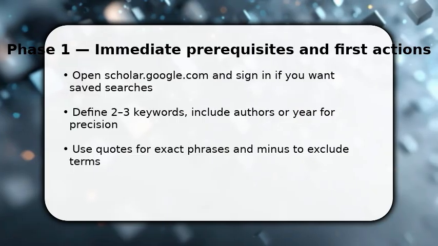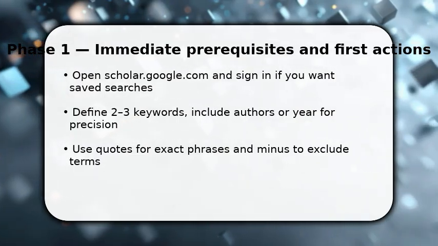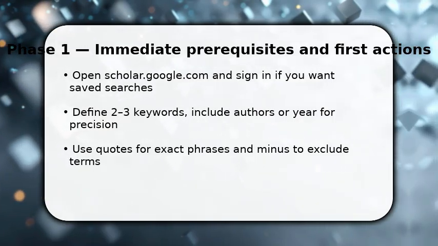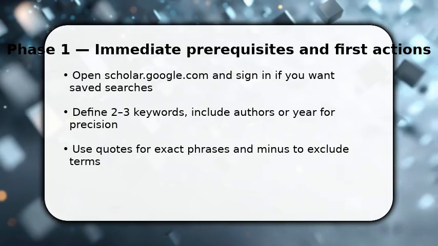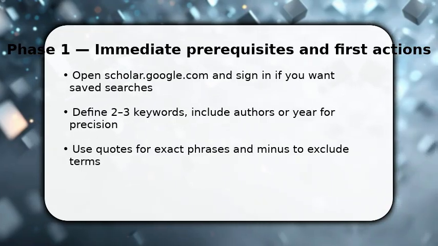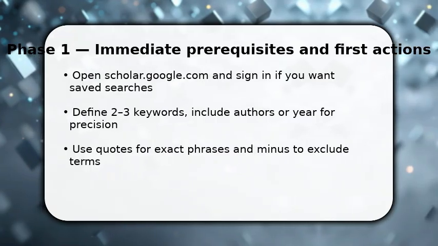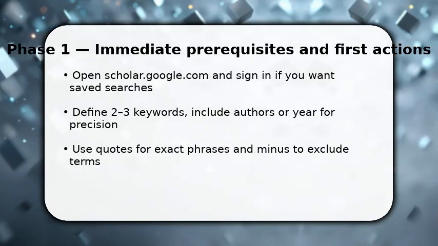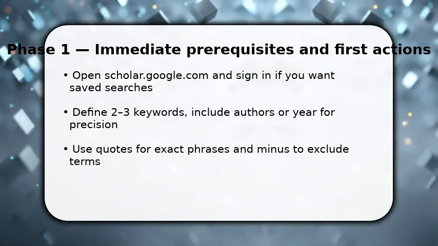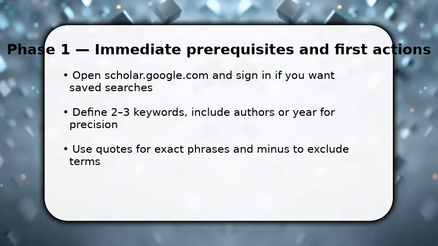You begin by opening Google Scholar and, if useful, signing in so your library saves. Type 2-3 concise keywords that capture the main idea, include an author name or a year when you can. Use quotes around exact phrases and a minus sign to remove unrelated topics. This narrows results fast and focuses relevance. Once done, glance at the right hand links for PDFs, and the citation count to see which items are influential. This guides your next refinements.